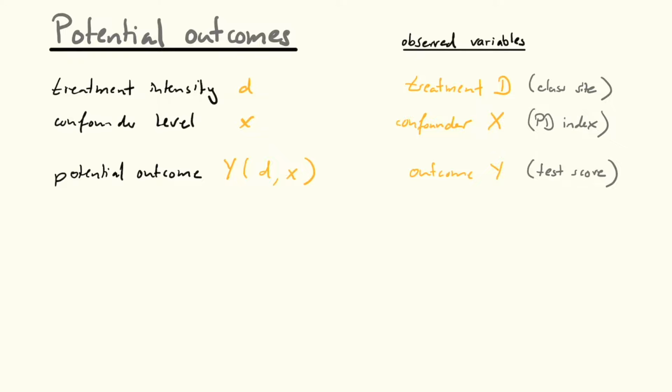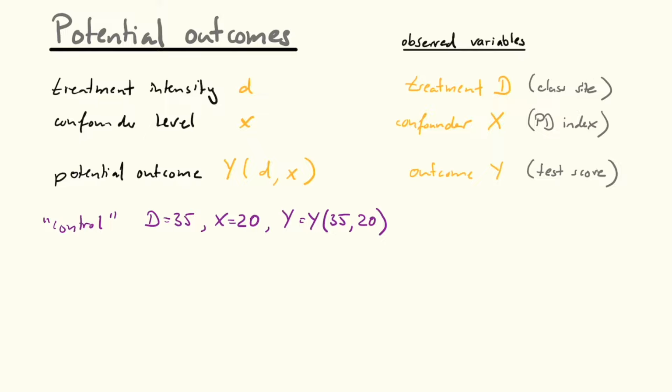Recall our purple classroom. It was our baseline or control classroom. It has a classroom size of 35. It has to have a value of the PD index. Let's just say that is 20. And it has an outcome, which is the potential outcome evaluated at 35 classroom size and 20 PD index.